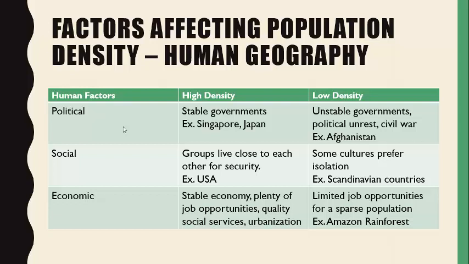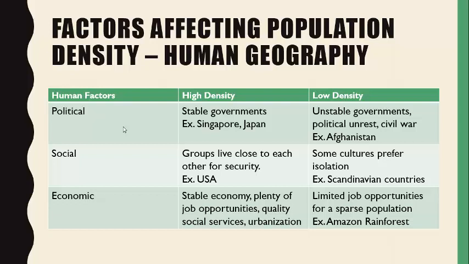On the other hand, places that have unstable governments, where there's lots of political unrest, perhaps a civil war going on, are going to have much lower population densities. So think of a place like Afghanistan or perhaps Syria today.